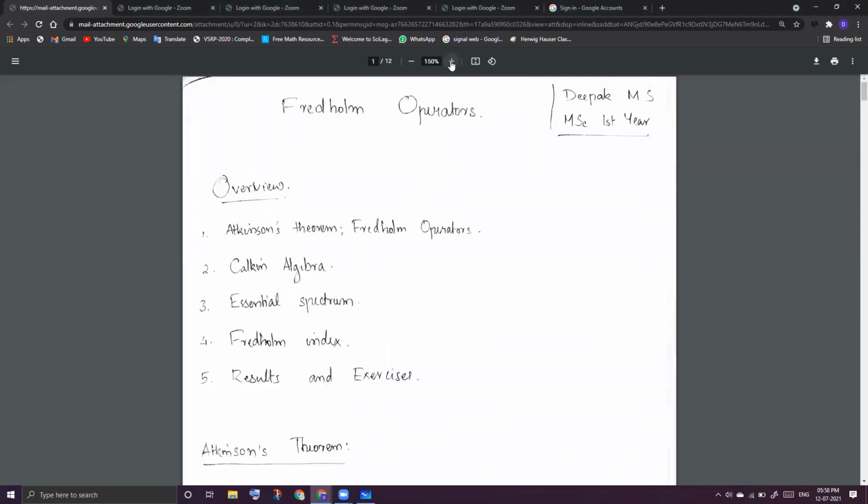Yeah. So first of all, I'll just mention what I'm going to do. I'll first be mentioning a theorem called Atkinson's theorem, where I'll give three equivalent conditions for when an operator is called Fredholm. Then I'll define something called the Calkin algebra, and the essential spectrum. These are the topics that I'm going to do today, and the Fredholm index.